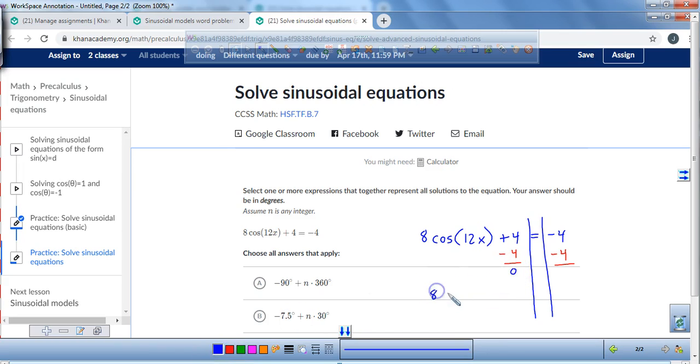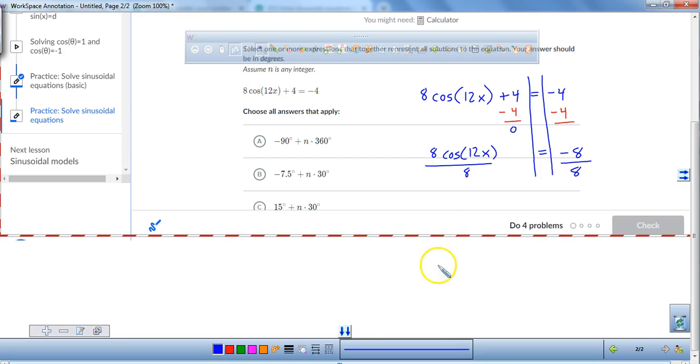We're left with 8 cosine 12x equals negative 8. Then we divide both sides by 8. And we get the cosine of 12 times x equals negative 1. Now, if I had the cosine of x just by itself equals negative 1.